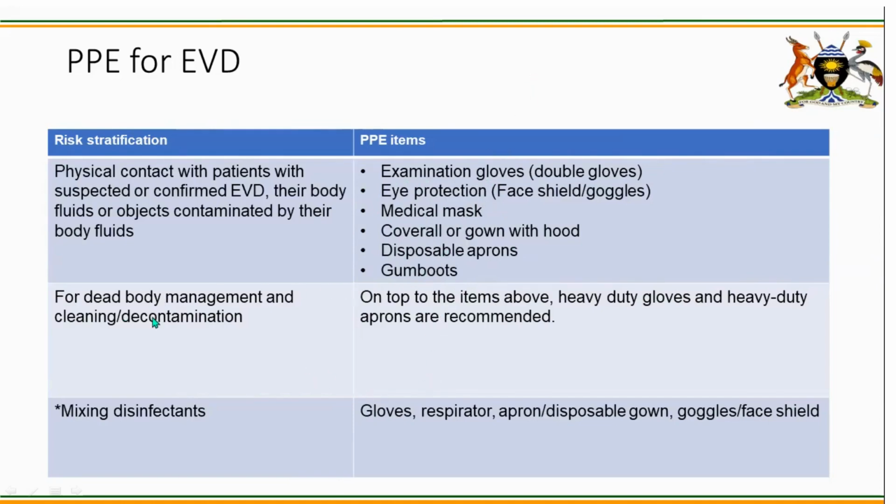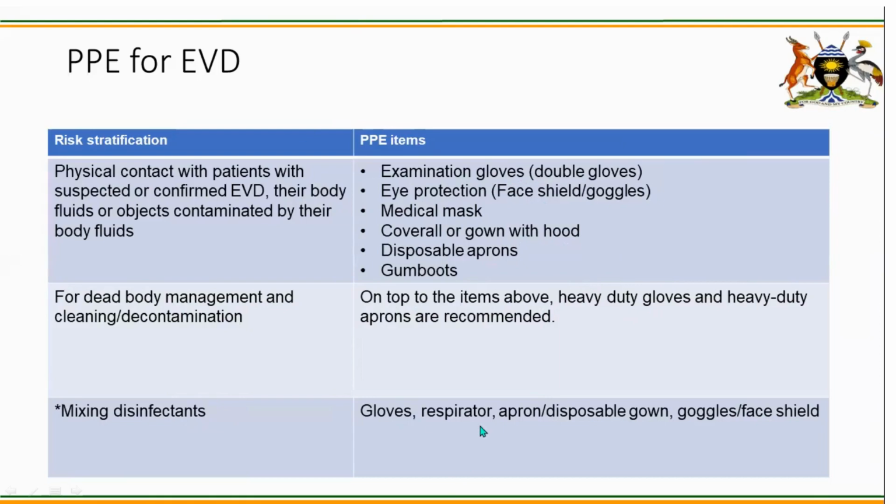For dead body management and cleaning or decontamination of surfaces, on top of the above, you use a heavy duty glove. So all these level 4 PPEs, you put them on, but on top of that, get a heavy duty glove so that you can manage the dead body, and also for cleaning surfaces in your unit where the case has been identified.